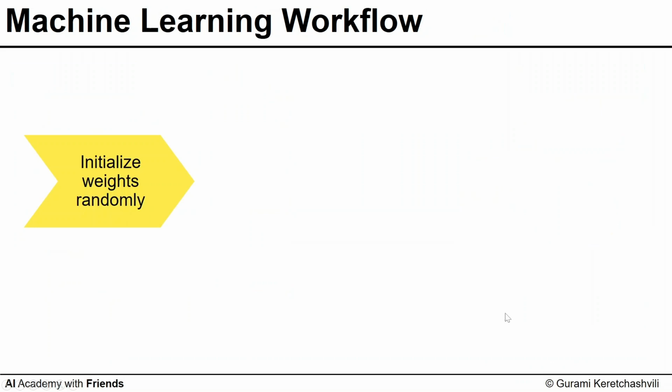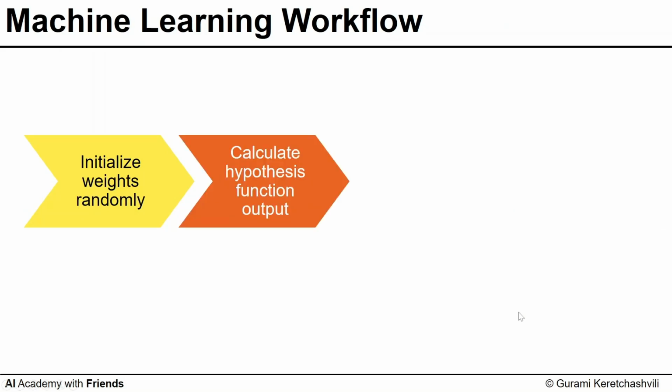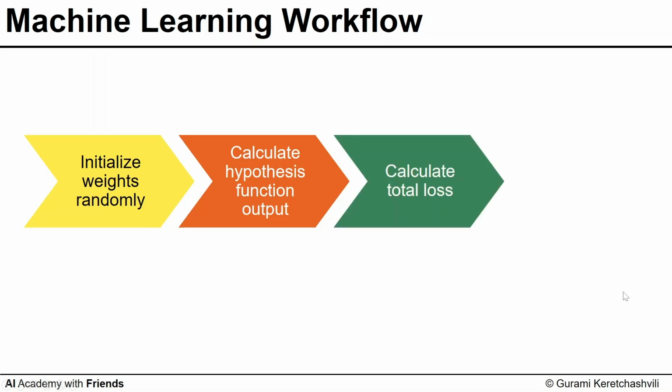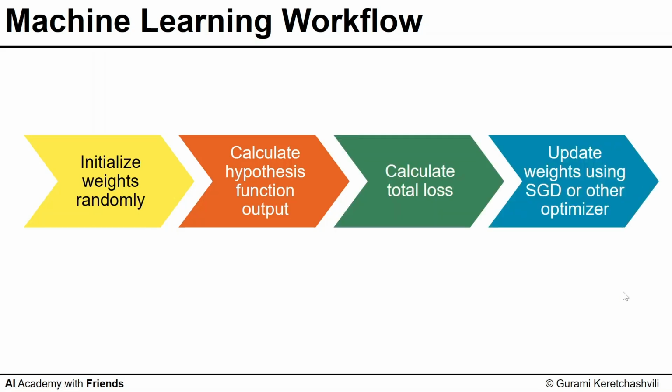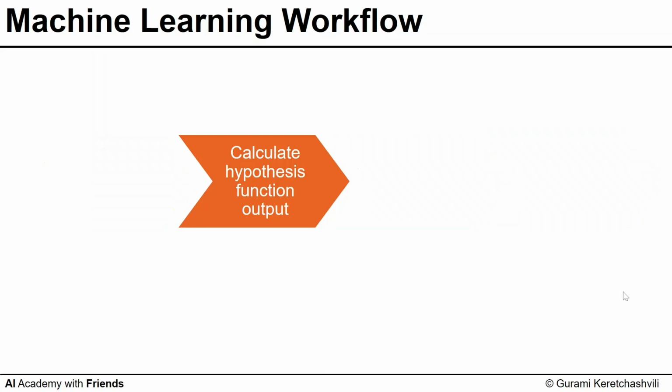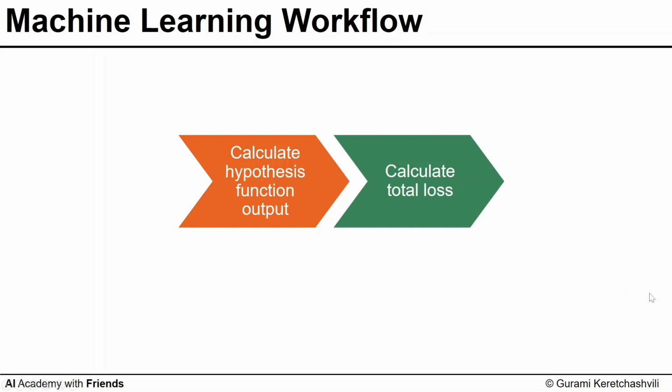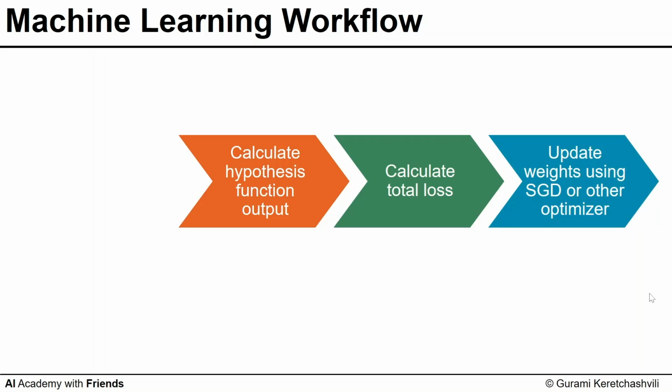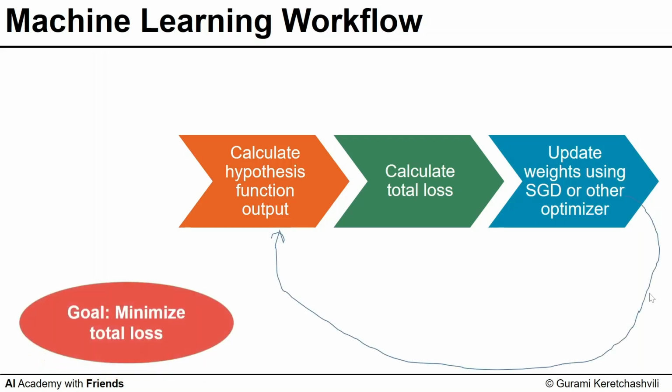Almost all machine learning algorithms have the same workflow. First, we initialize weights randomly. Then, we calculate the hypothesis function output. After that, we calculate total loss. And we update weights using SGD or other optimizer. This process is iterative, and after that we calculate the hypothesis function again using updated weights. We calculate total loss again with updated weights, and we update the weights again. What is our goal? Our goal is to minimize total loss.